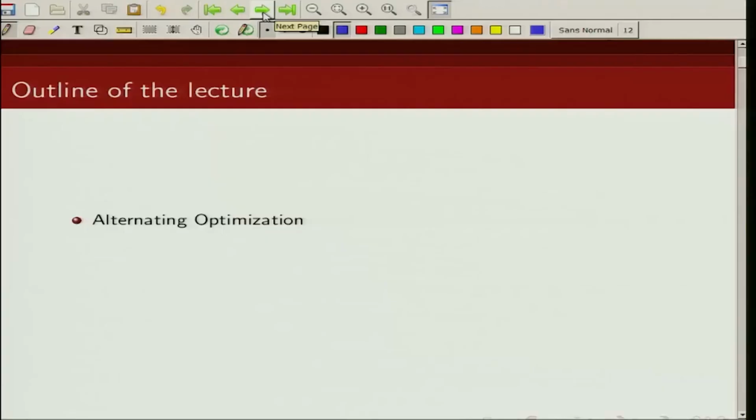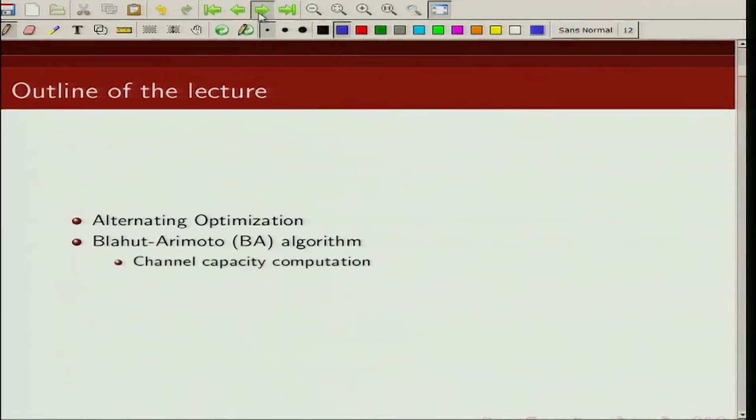First we will talk about this algorithm in a general setting, and then we will be talking about alternating optimization algorithm, and then we will talk specifically about this Blahut-Arimoto algorithm. In particular, we will talk about how we can use this algorithm to compute channel capacity, and how we can use this algorithm to compute rate distortion function. For this lecture, we are going to use the book by Raymond Yeung on information theory and network coding. This is chapter 9 of that book.